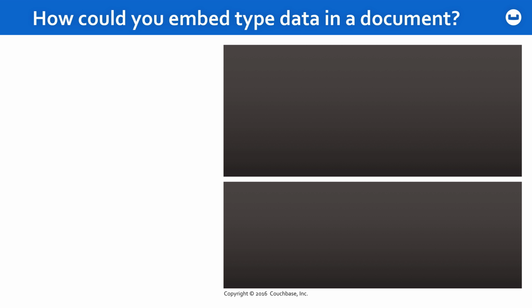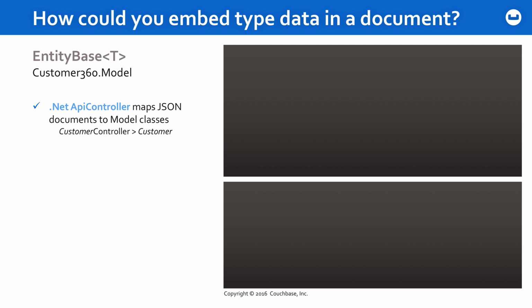So how would you go about embedding data type in a document? Well, it's code. There's a million ways to do it. The way we're modeling it here is within the data model that we're developing in the code, we're basing everything off of an entity base. And we've seen already how the .NET API controller class maps our JSON documents to their corresponding model classes based on this relationship between the controller and the model.